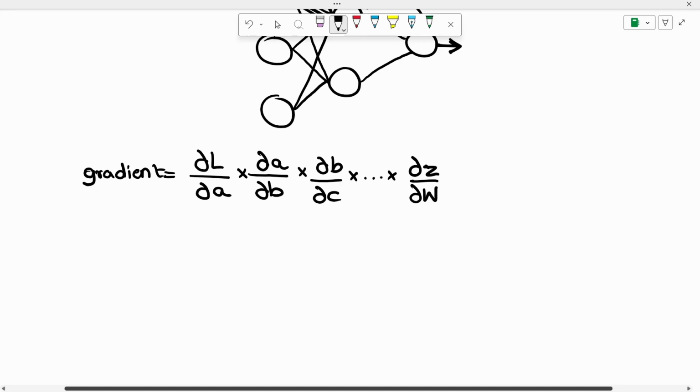It is usually denoted by something like this. Now, don't stress about the notation. Here's what matters. To get a gradient for an early layer, we must multiply together the contributions from all the layers after it. So 10 layers means 10 multiplications. 100 layers means 100 multiplications. And this multiplication operation, this is where the main problem lives.